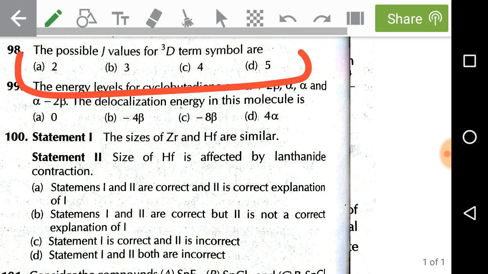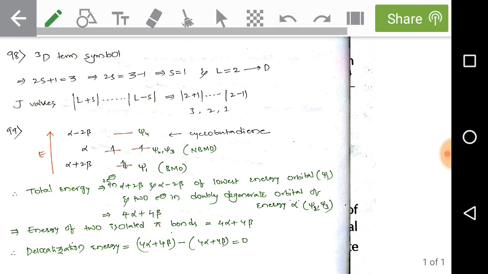Question 98: the possible j values for the D3 term symbol are? Now just come to the point. For the D3 term symbol, here 3 indicates multiplicity. So 2S plus 1 equals 3, and from that we get S value as 1. At the same time, the term symbol is D, and for D, L value equals 2.